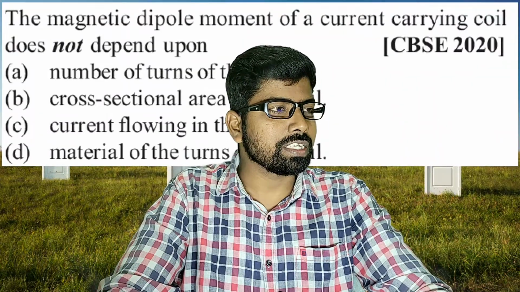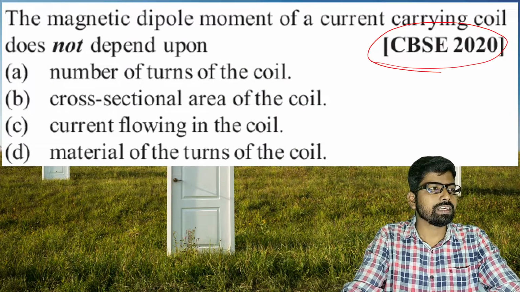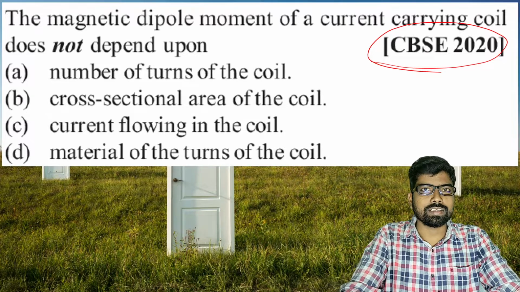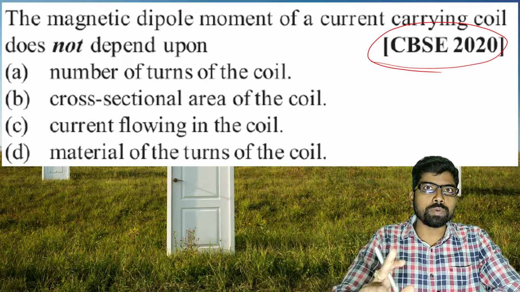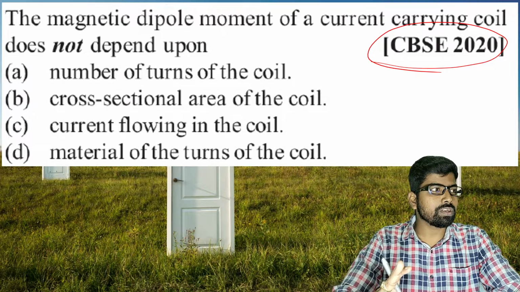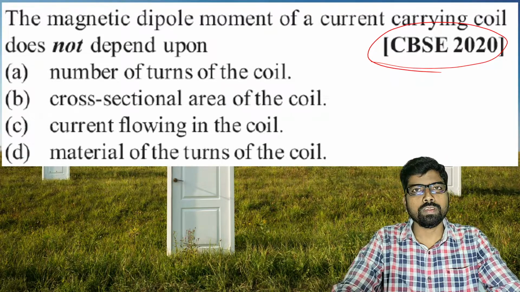And the question is on the screen. This question came in CBSE 2020. You can see that question. I'm going to read it for you. The magnetic dipole moment of a current carrying coil doesn't depend upon what? Four options are there. Let me see your comment quickly, I'm waiting for your comment.